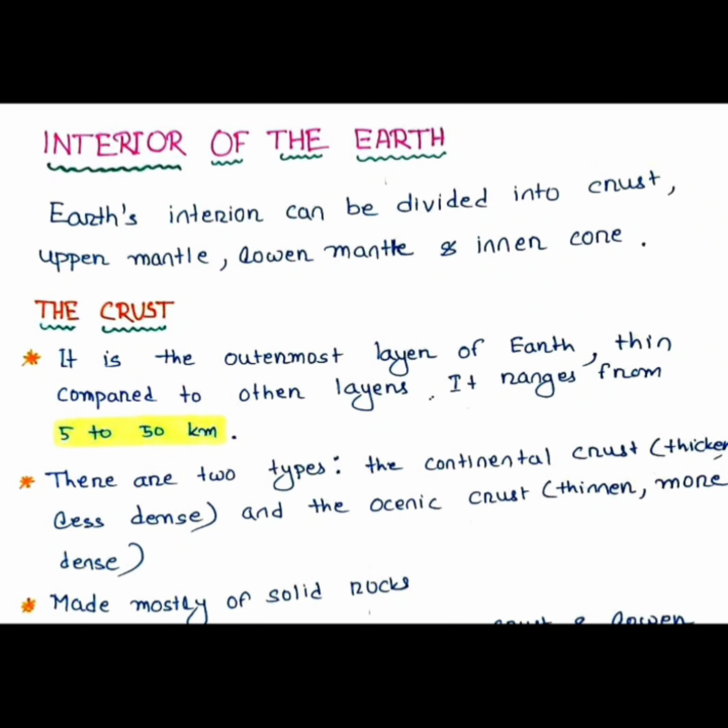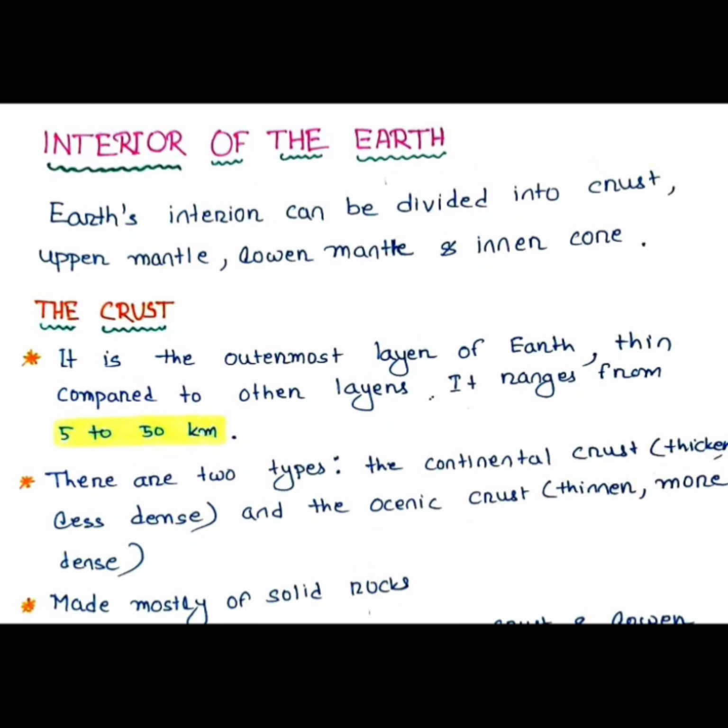We will see what is there in the interior of Earth. Earth's interior can be divided into three parts. One is the crust, second one is the mantle, and third one is the core, which is the inner part. And first we will see what is crust. It is the outermost layer of the Earth, and it is thin as compared to the other layers, and it ranges from 5 kilometers to 50 kilometers.